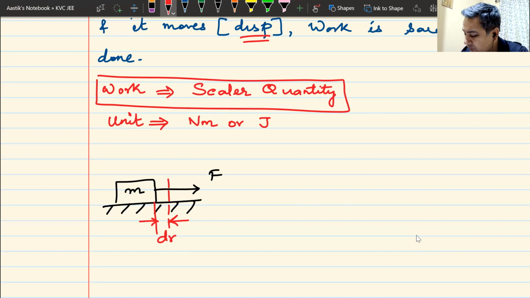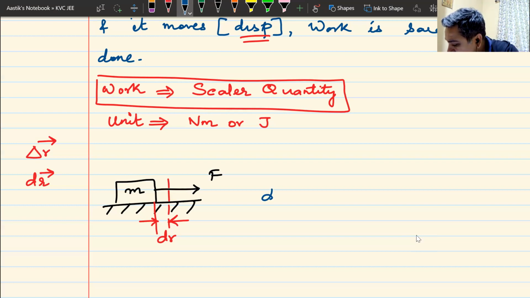I told you about two things. If I say delta r, it is a large change in position, a large displacement. If I write it as dr, both are vectors of course, then this is a very, very small displacement. Now, if I talk about work done, and a force is applied on the body and the body gets displaced by a very small quantity, there will be a very small work done, and this will be known as dW. Work done is denoted by the letter W. dW will mean a very small work done.